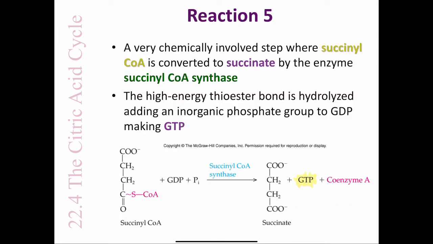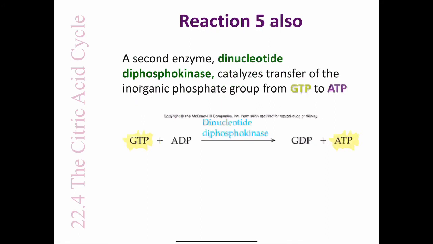In reaction 5, succinyl coenzyme A is converted to succinate in this step, which once more is chemically very involved. The enzyme succinyl coenzyme A synthase catalyzes a coupled reaction in which the high-energy thioester bond of succinyl coenzyme A is hydrolyzed and an inorganic phosphate group is added to GDP to make GTP. A second enzyme, dinucleotide diphosphokinase, then catalyzes the transfer of the phosphoryl group from GTP to ADP to make ATP.